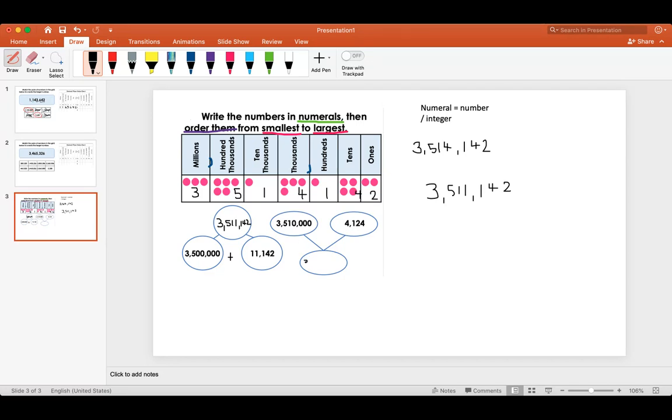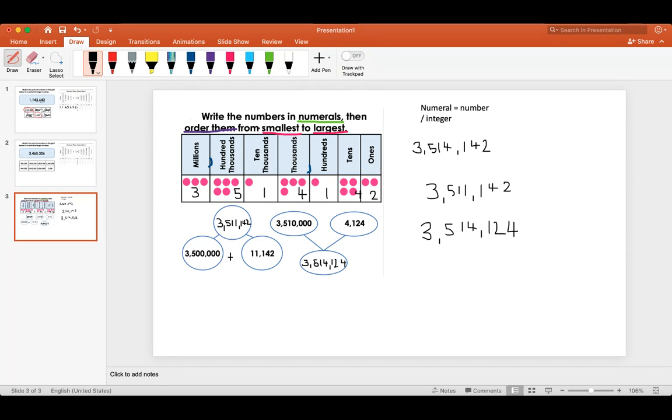So the 3 million is going to stay as it is. Then we've got 510, and then we've got a 4. So I'm going to add those together. So 510 add the 4,000 is 514,000. And then we've just got the hundreds, tens, and ones. So 1, 2, 4. So now I'm just going to write that number here. 3,514,124. Now the question is not over, remember, because there's a second part.